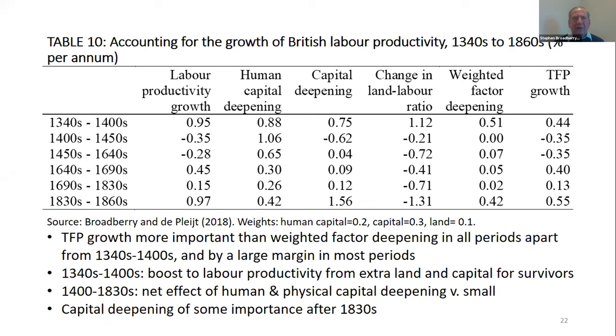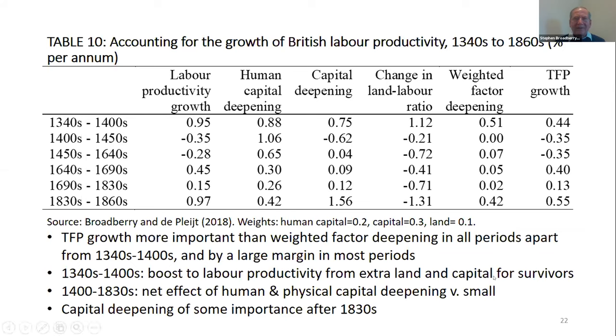So labor productivity growth is being driven by TFP growth, not by weighted factor deepening in most periods. And generally the difference is very large. There's a long period here where weighted factor deepening is essentially close to zero. In other words, human capital, physical capital, and land are only keeping up with the growth of the population. So there is no growing intensity of the factor deepening. And therefore, TFP growth becomes the key factor.